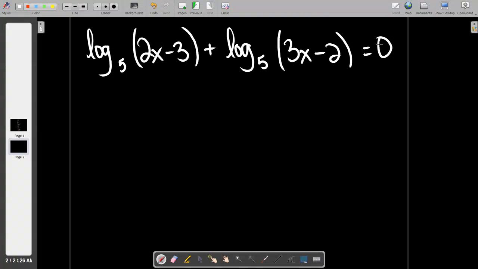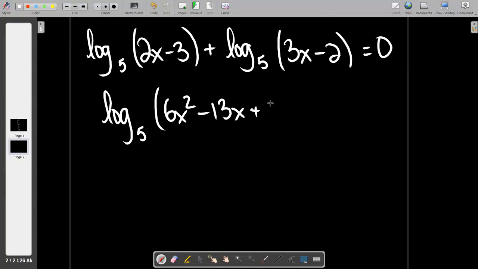What do we do? Love that word, condense. All right, so I'm going to get log base 5 of 6x squared minus 13x plus 6.